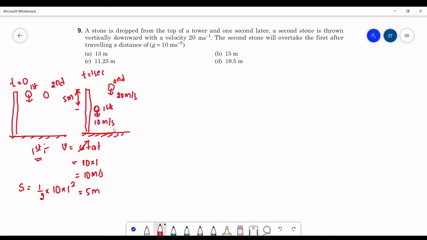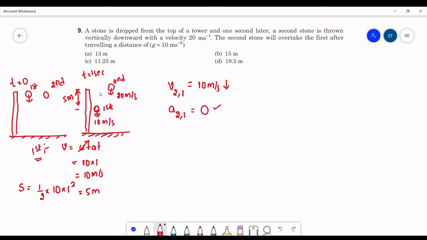At this position, let us consider relative velocity. Velocity of the second ball with respect to first ball. Both are going in downward direction. So this will be 20 minus 10, which will be 10 meters per second in downward direction. Now if we consider relative acceleration of the second body with respect to first body, this will be equal to 0 because both are under gravity. Both will be having an acceleration of 10 meters per second square in downward direction. So relative acceleration will be equal to 0.